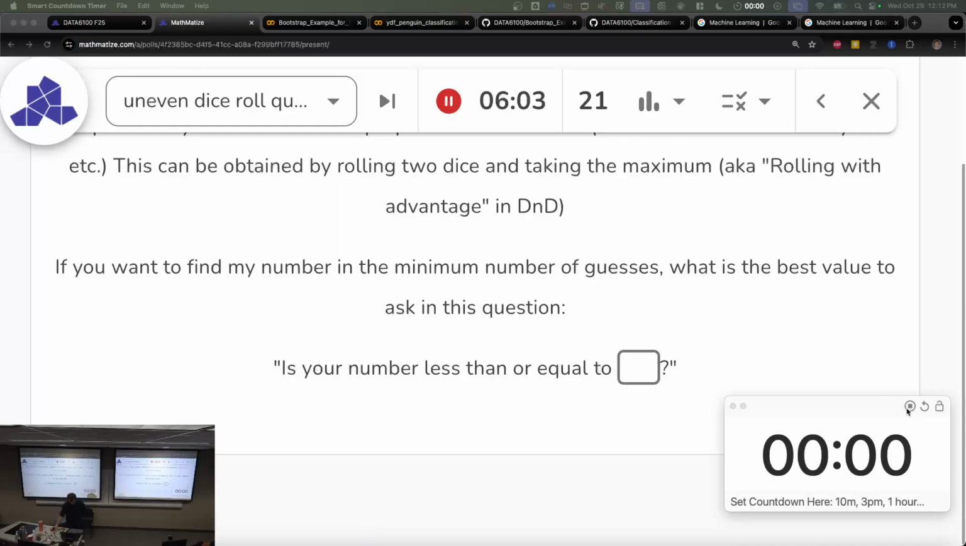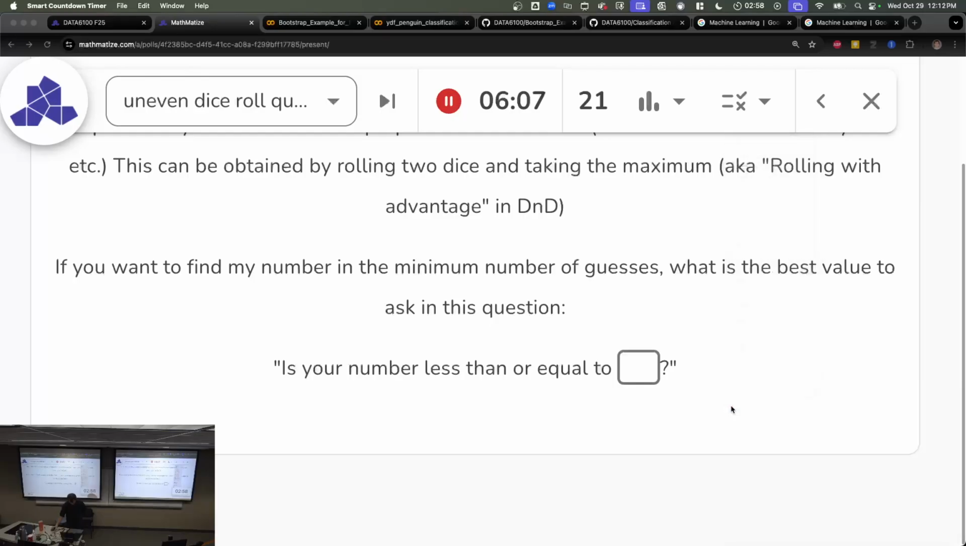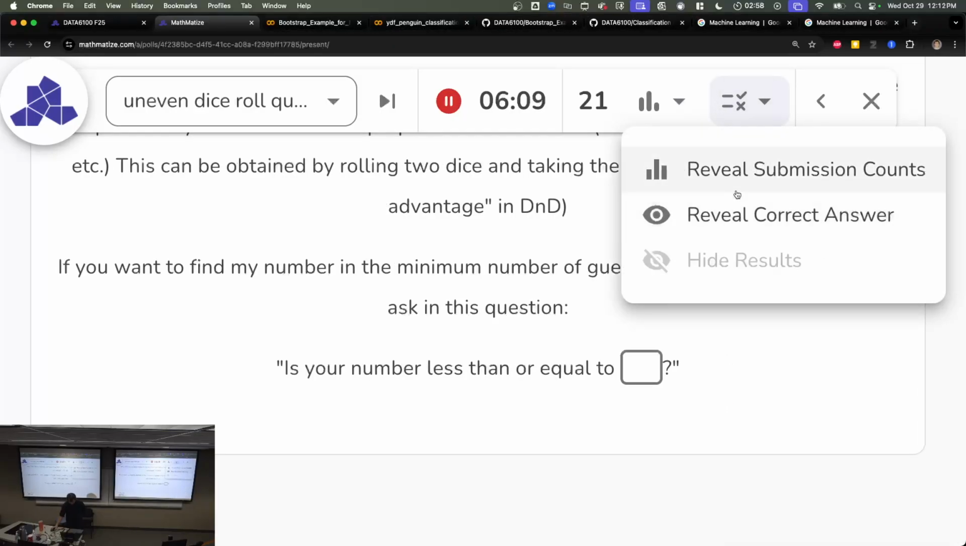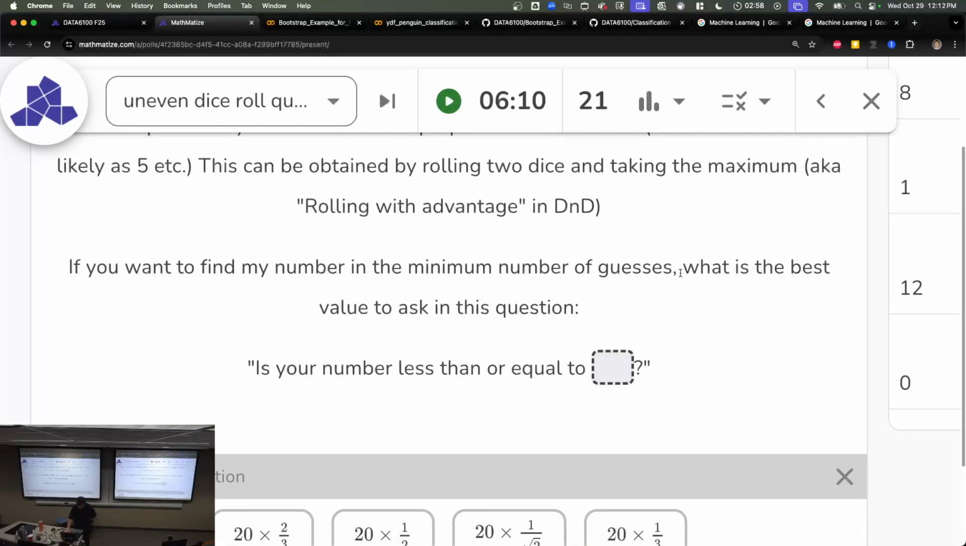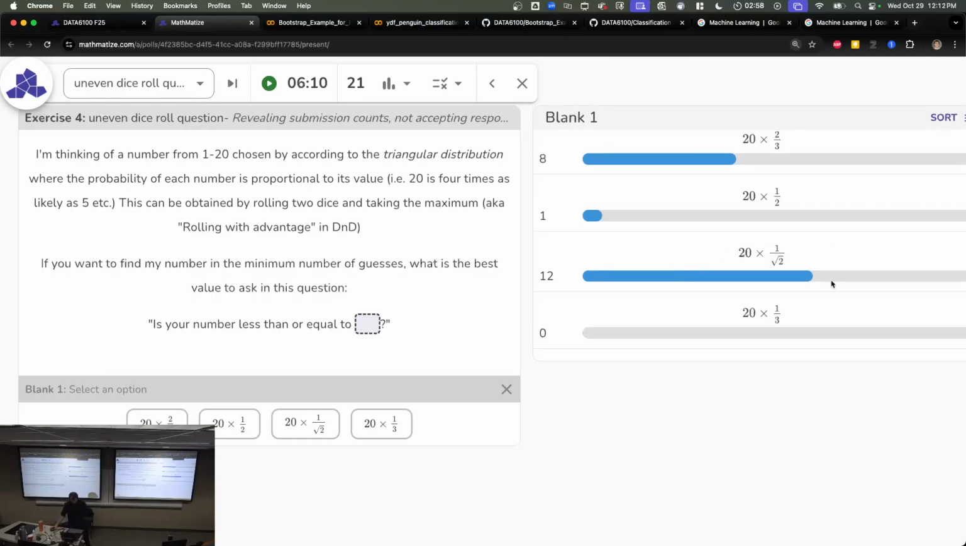Okay, let's take a look. Again, this one is quite a bit harder than the first one. The first one, I think lots of people can intuitively get the right answer in a number of ways. But this one, people are quite split. So 12 people chose 20 times 1 over square root of 2, and 8 people chose 20 times 2/3. Only one person went for the exact midpoint, 20 times a half. That's what we had before, and that one is wrong. So it is actually one of these two things.